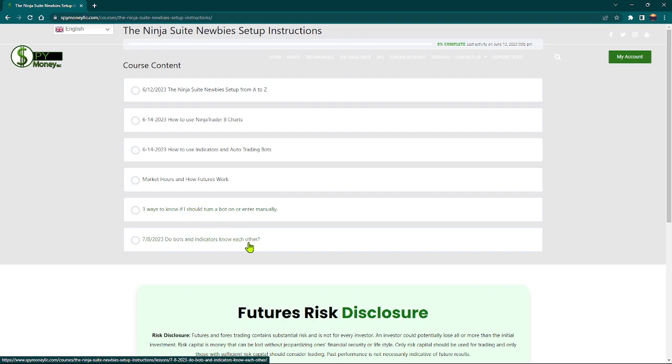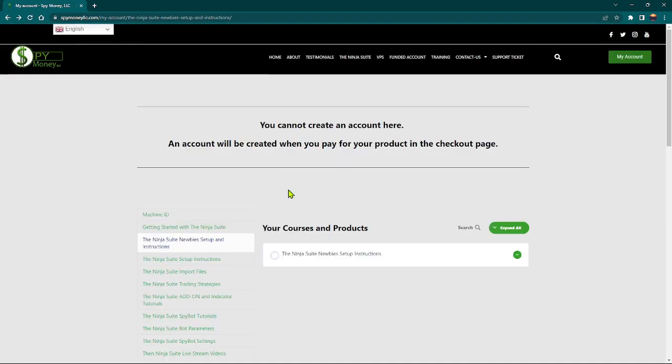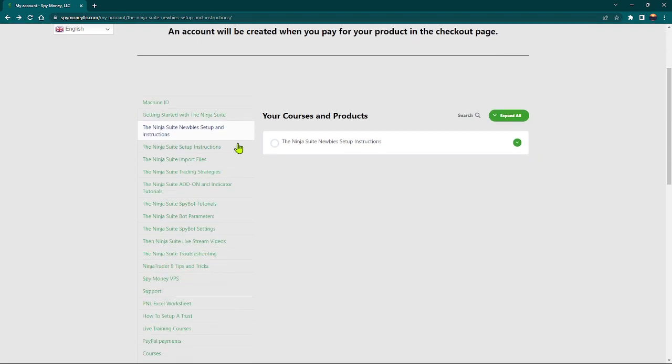Then, do bots and indicators know each other? This is one that is a big thing. Bots don't know indicators. Bots only know what's in the indicator. And a lot of people get confused on that. They'll turn an indicator on and wonder why the bot didn't trade with it. Well, they don't know it. And we have setup instructions to teach you how to set up NinjaTrader in order to run bots.